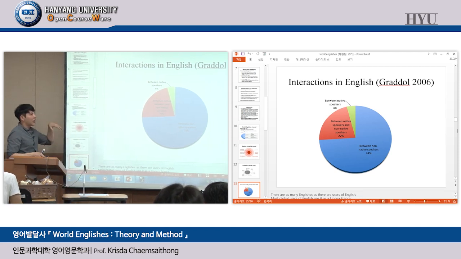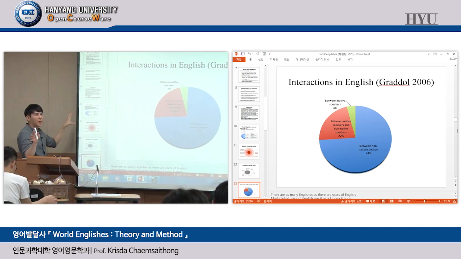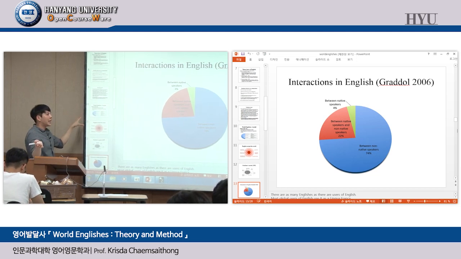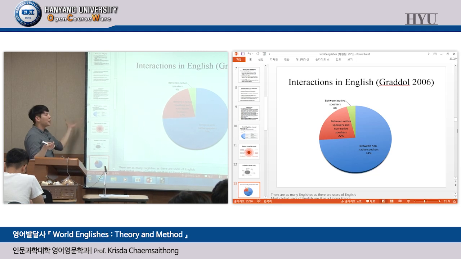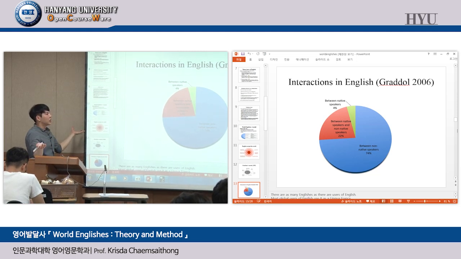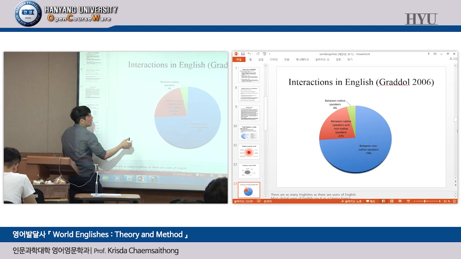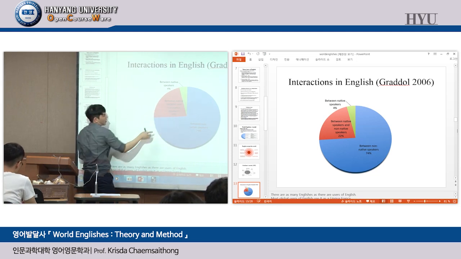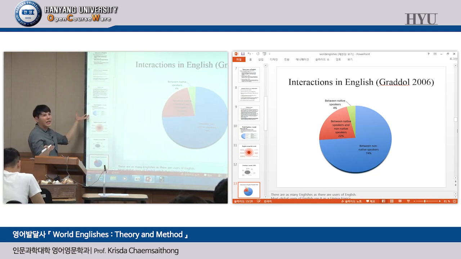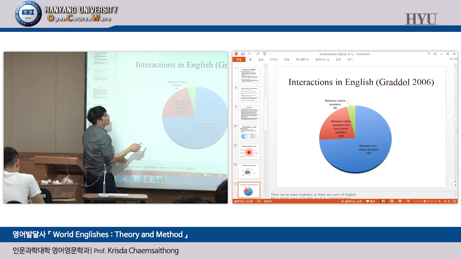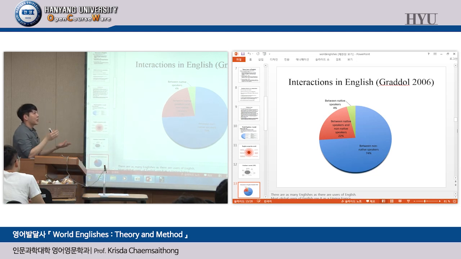In other words, it's like Korean people talking to Chinese people, Korean tourists or guides talking to Chinese tourists, Korean businessmen talking to a Chinese businessman. So between non-native speakers, that's 74%, the highest number. And between native speakers and non-native speakers, like James talking to you guys, that's only 22%. And between native speakers themselves, like an American talking to another American, that's 4%.